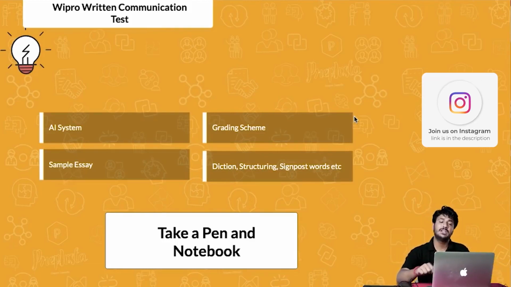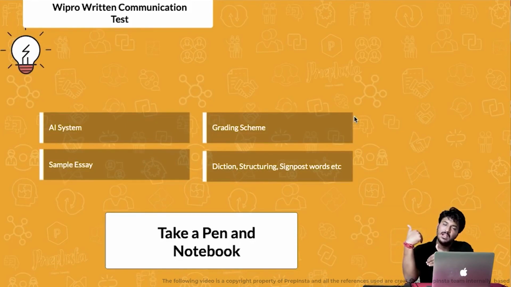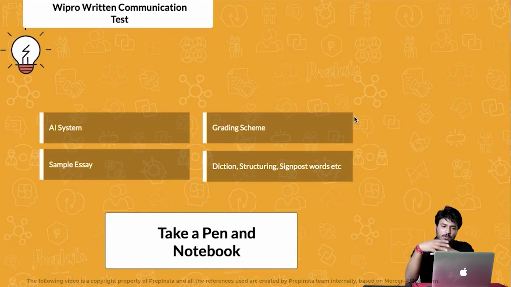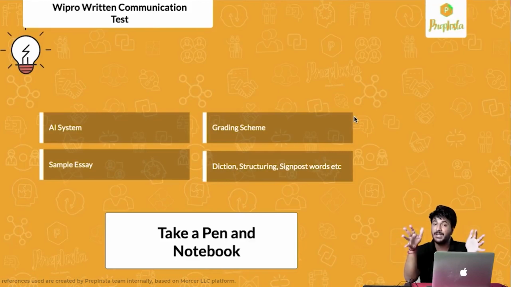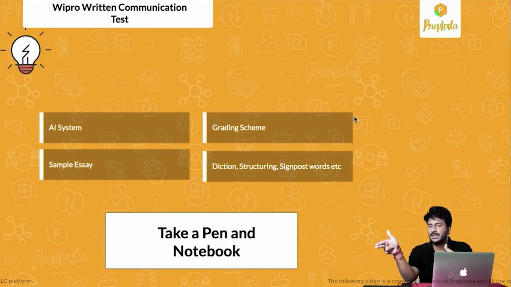We are also going to give you the grading scheme of how each particular thing is scored. Let's say punctuation is 5 marks and spelling mistakes is -1/2 marks. So all of that we are going to cover in this video. We're also going to cover a sample essay so that you will be able to understand what kind of things you have to do. Also the importance of diction, the importance of structuring and signpost words, etc. A lot of you may not know what these words mean, so we are going to cover that because the AI system looks at all of these parameters, right?